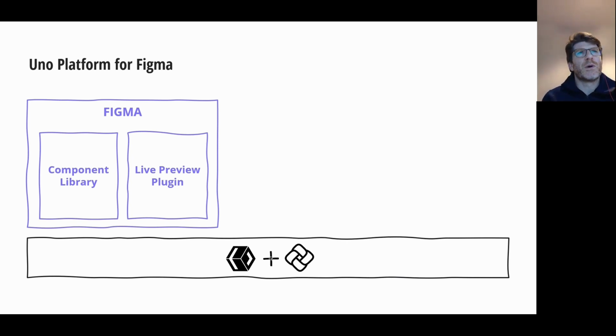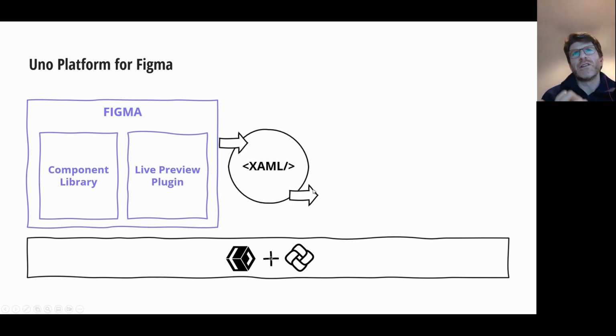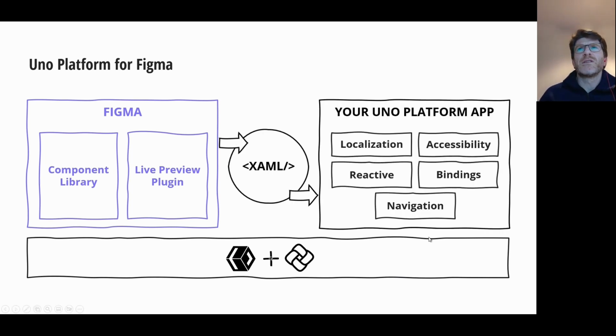So the Figma support is two parts. There is a component library that we'll look at in a second, and this plugin that allows you to generate the XAML from what you've designed. And so the upshot there is that we're generating the XAML, and this should handle not just the layout of the page, but things like localization and where we should be applying that. Things like reactive extensions and navigation and accessibility should all be handled from Figma and driven down using the XAML export.